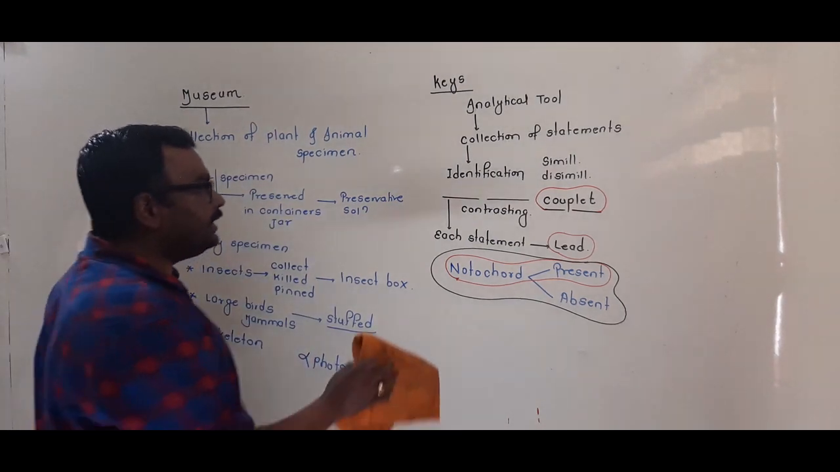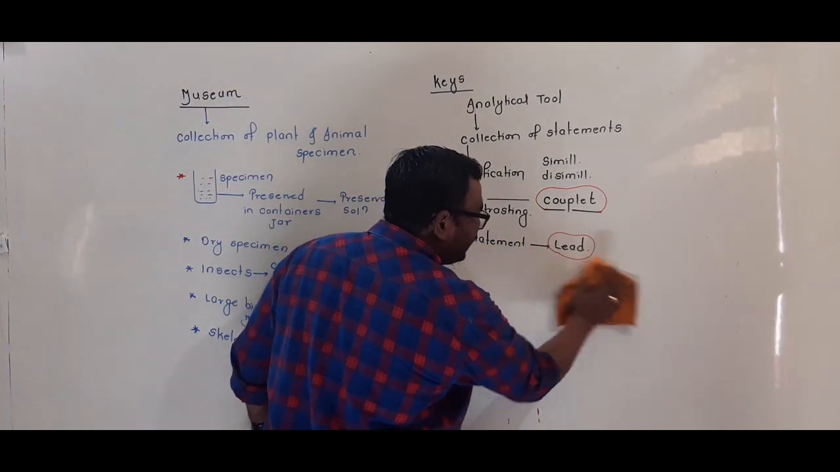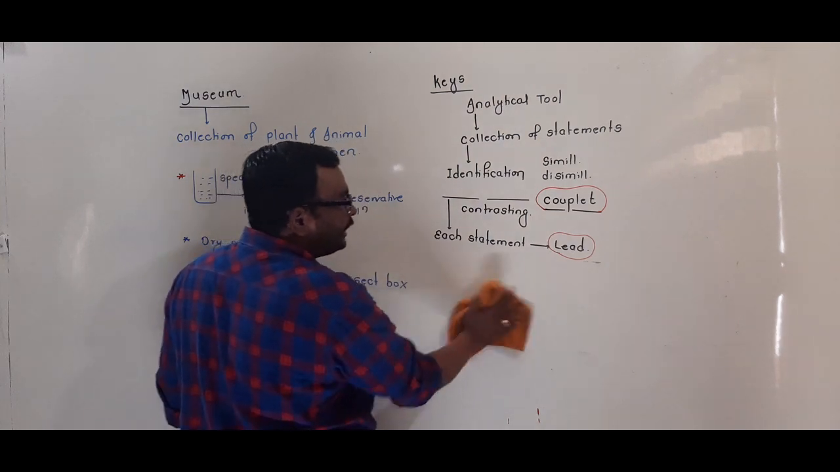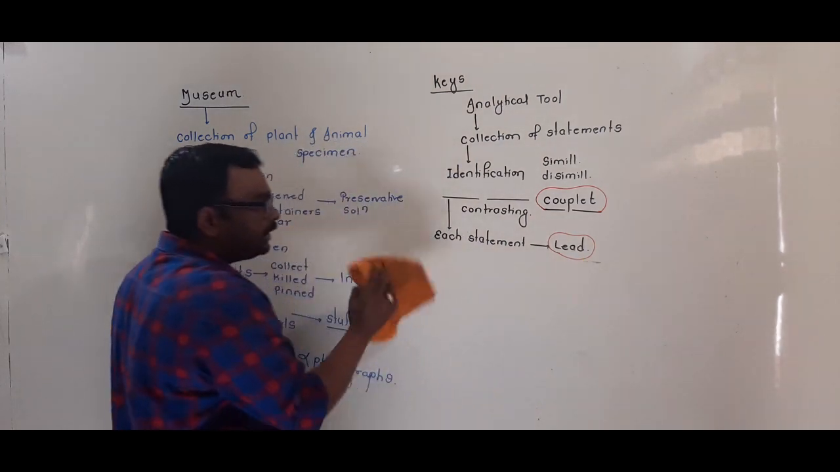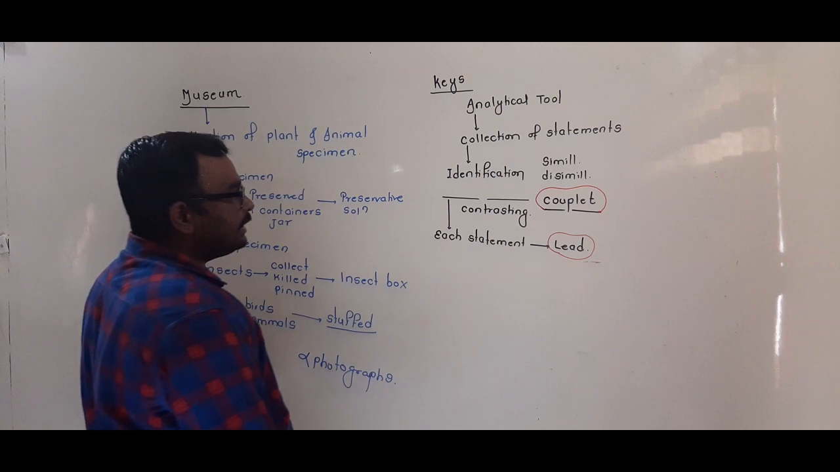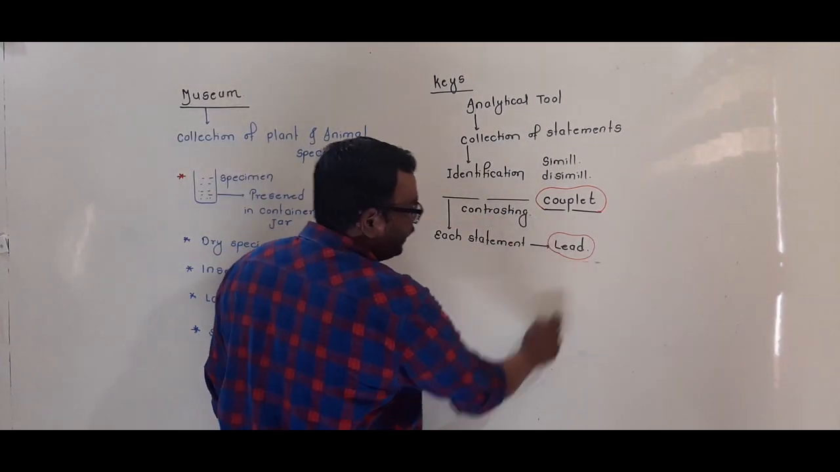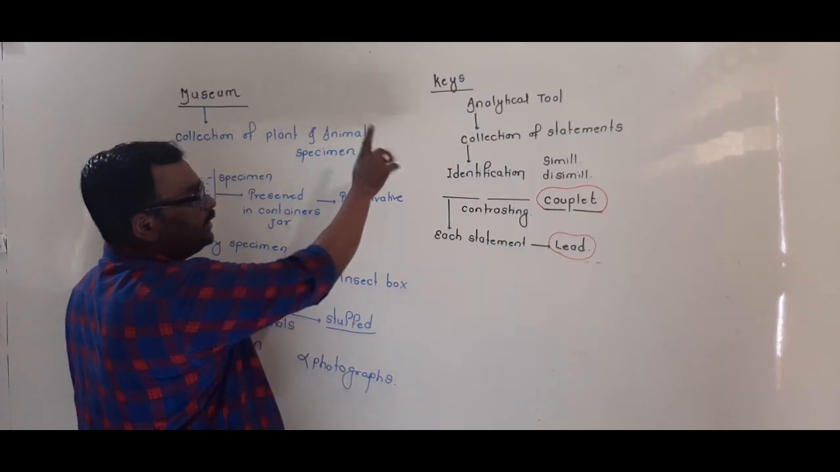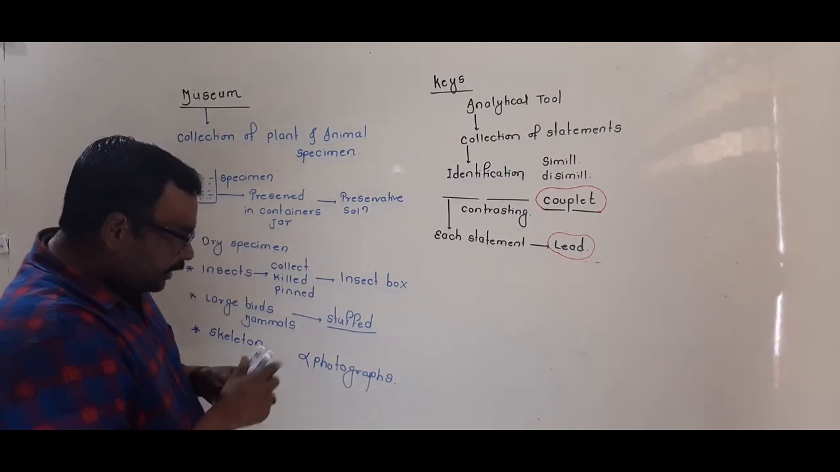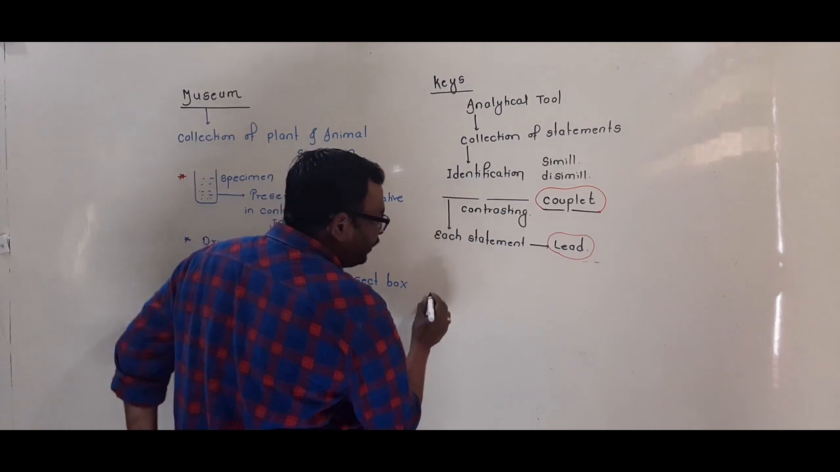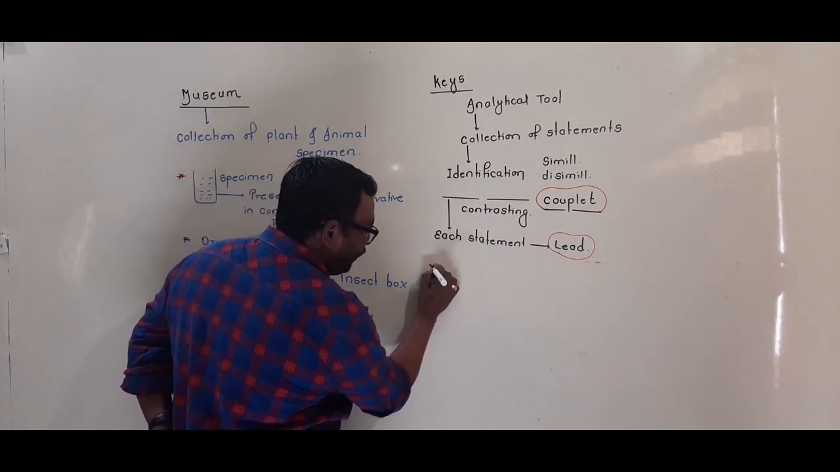That means keys is a written tool. Second, keys is used for identification. It is a collection of statements. Both statements used in a key are called a couplet, and each statement is called what? Lead. That particular taxonomic aid is called what? Keys.